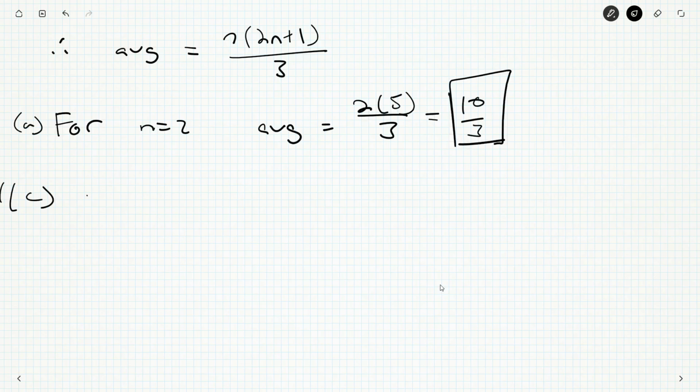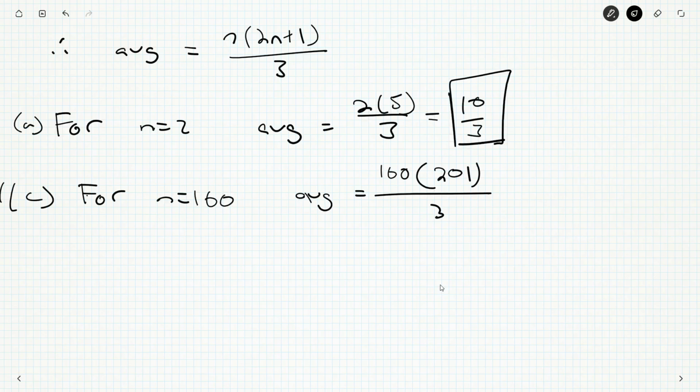For C, that would be n is 100. Now we get an average value of 100 times 201 all over 3. 201 is divisible by 3: 2 plus 0 plus 1 is 3. So that's going to be 67. So our answer should be 6,700.